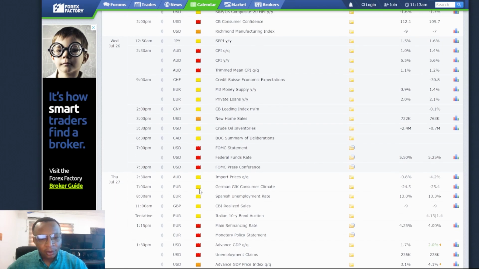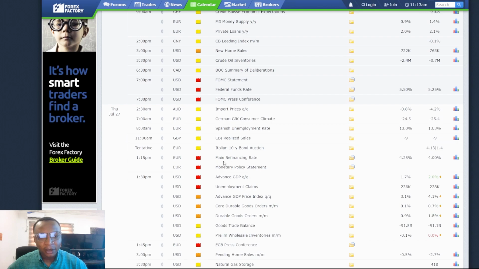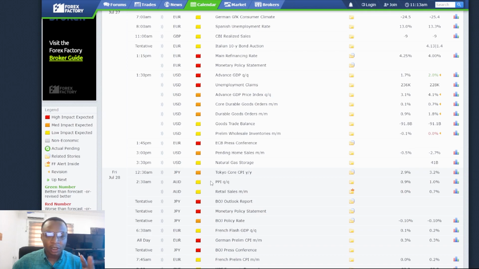And then on Thursday, we're going to be having Euro news for the main financing rate, which is the monetary policy for the euro, and we have that around 1:15 on Thursday. So I'll be exiting my positions before that particular time on Thursday. Then on that same Thursday by 1 p.m., we're going to be having the advanced GDP quarter on quarter news release for the USD. So if I'm in a good position, then I should be out.